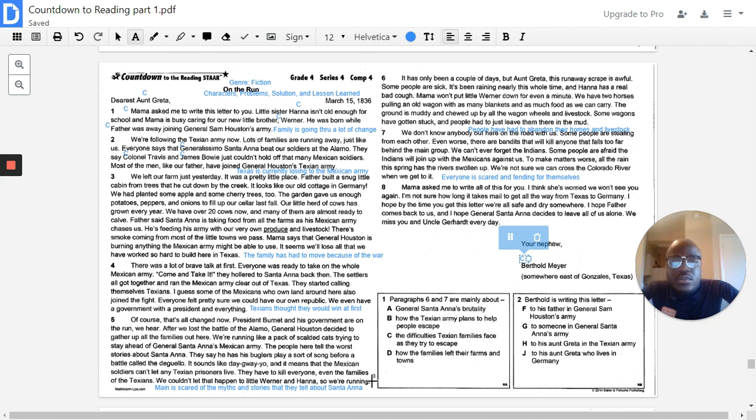So as we read this story, we learned a lot, okay? We learned about the war that was going on in 1836. We learned about how people had to leave their homes. We learned about what horror stories and myths people told about General Santa Anna. And we've learned about how people were fearful and fending for themselves.